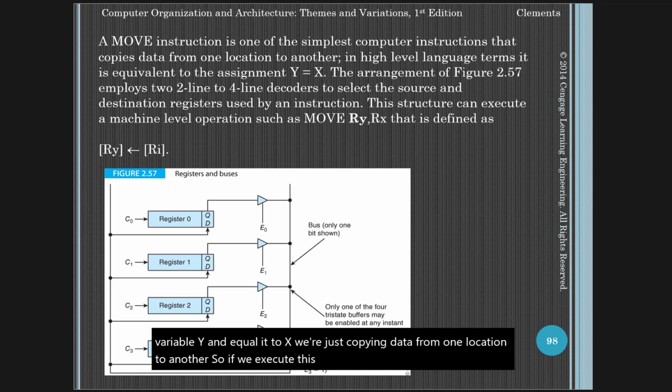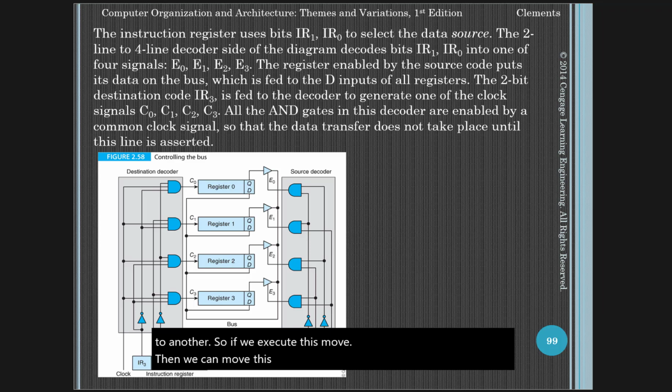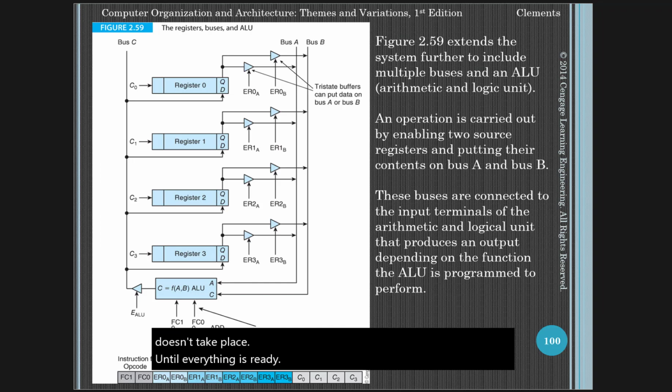So if we execute this move, then we can move this data. We have different data sources. We put the data on the bus, fed into the D inputs of all the registers. We have the 2-bit destination code, so it knows where it's going. We talked about those clock signals being the heartbeat of the computer. So it moves on the clock signal. And the AND gates in this decoder are enabled by that common clock signal so that the data transfer doesn't take place until everything is ready.